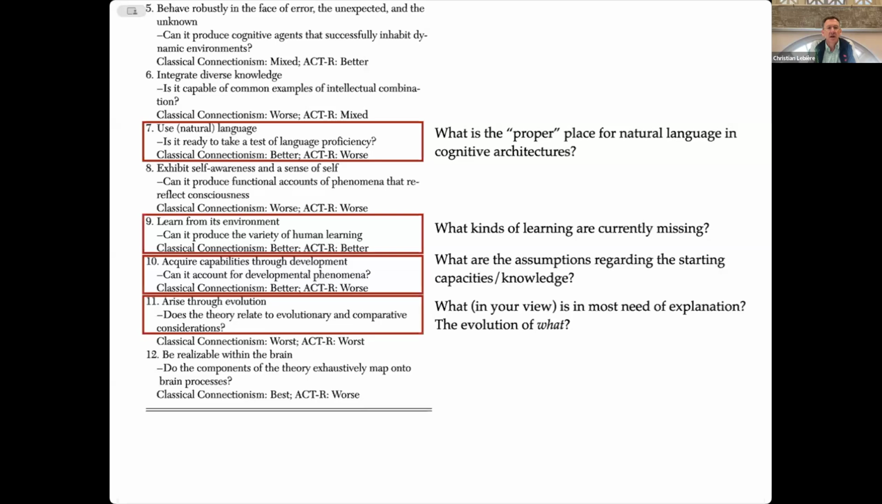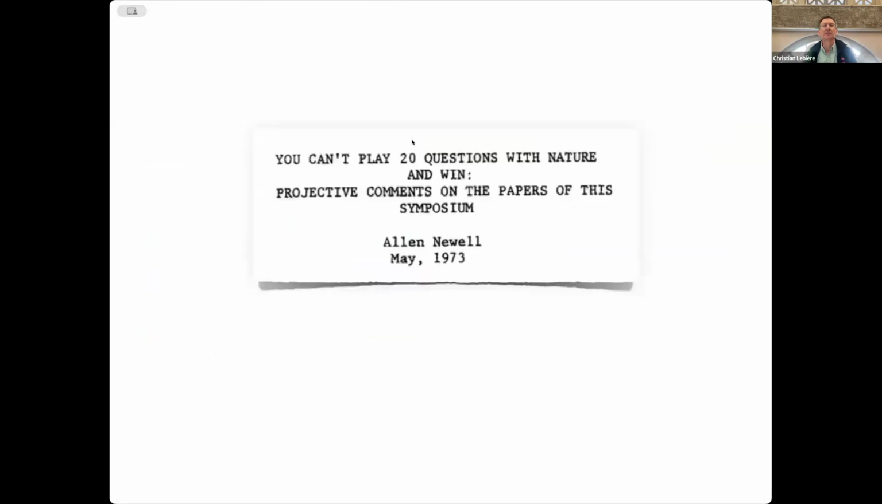Well, thank you very much. Could we take the slides in order?